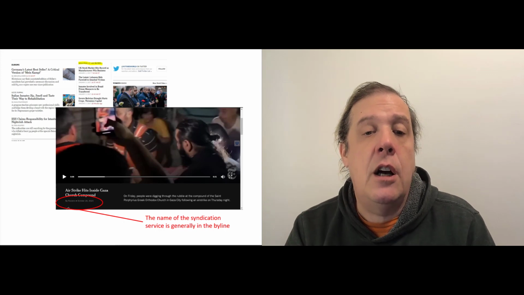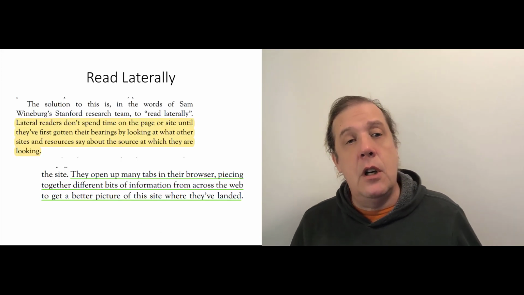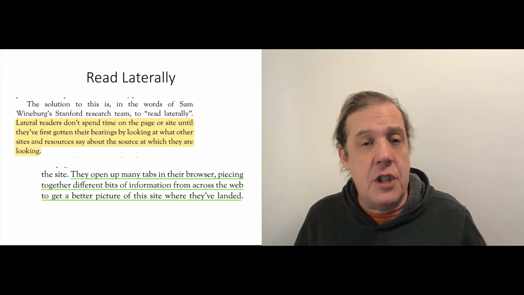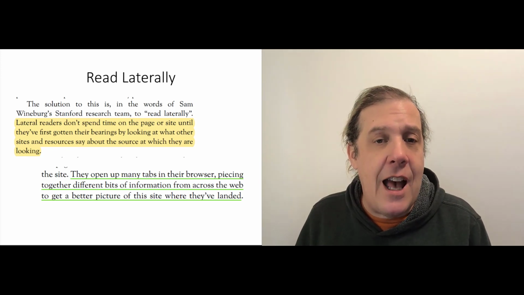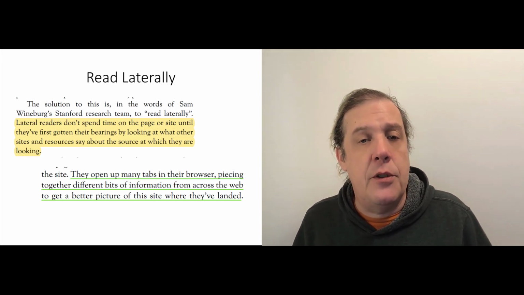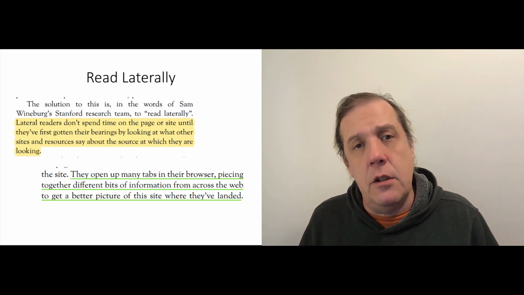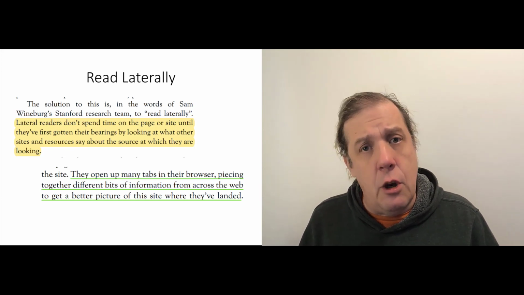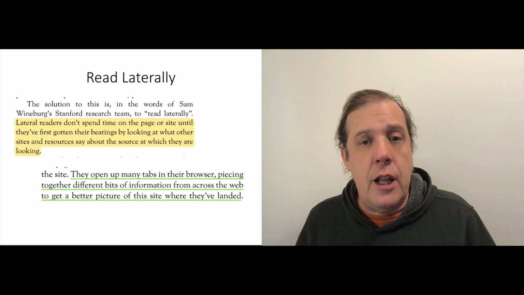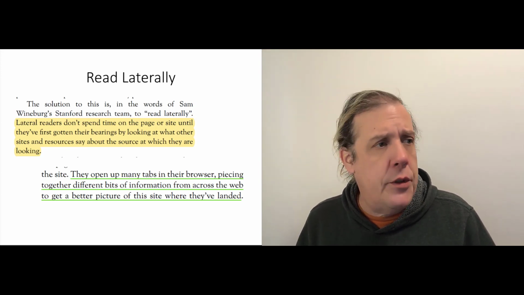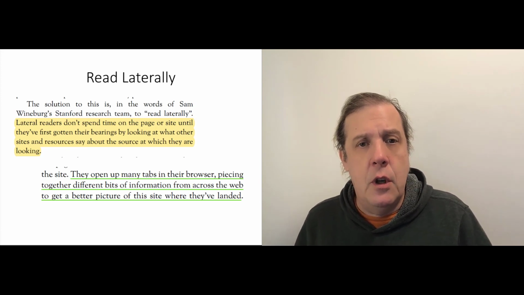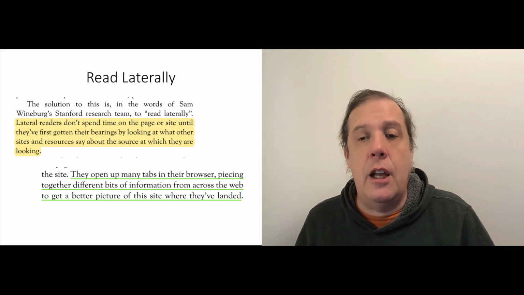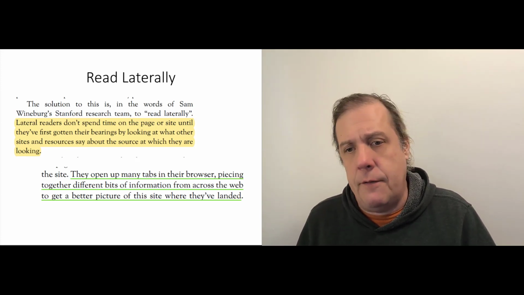Okay. Third piece of advice, read laterally. Lateral readers don't spend much time on a page until they've first gotten their bearings by looking at what other sites and resources say about the source at which they are looking. So if you're on a site and you're not familiar with it, you don't normally go there for information, Google the site name. Find out what their bias is, what their angle is. Often the Wikipedia page on the website can give you some basic information like this is a neoconservative website or this is a leftist website or whatever.